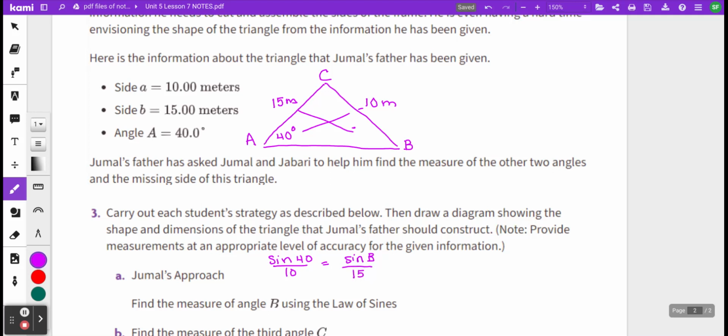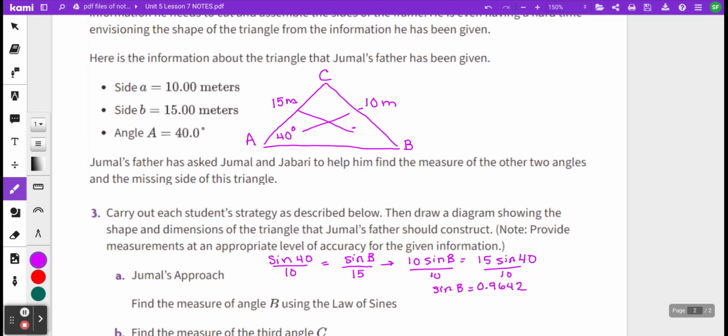Then we're going to cross multiply, and I'm going to get 10 sine B is equal to 15 sine 40. And then I just like to get the sine B by itself, so I'm going to do that one. So sine B, and I'm going to put that into the calculator. Let me get that. So 15 sine 40, then equals, and then divided by 10. We're going to get 0.964, and I'm going to round it to 2.